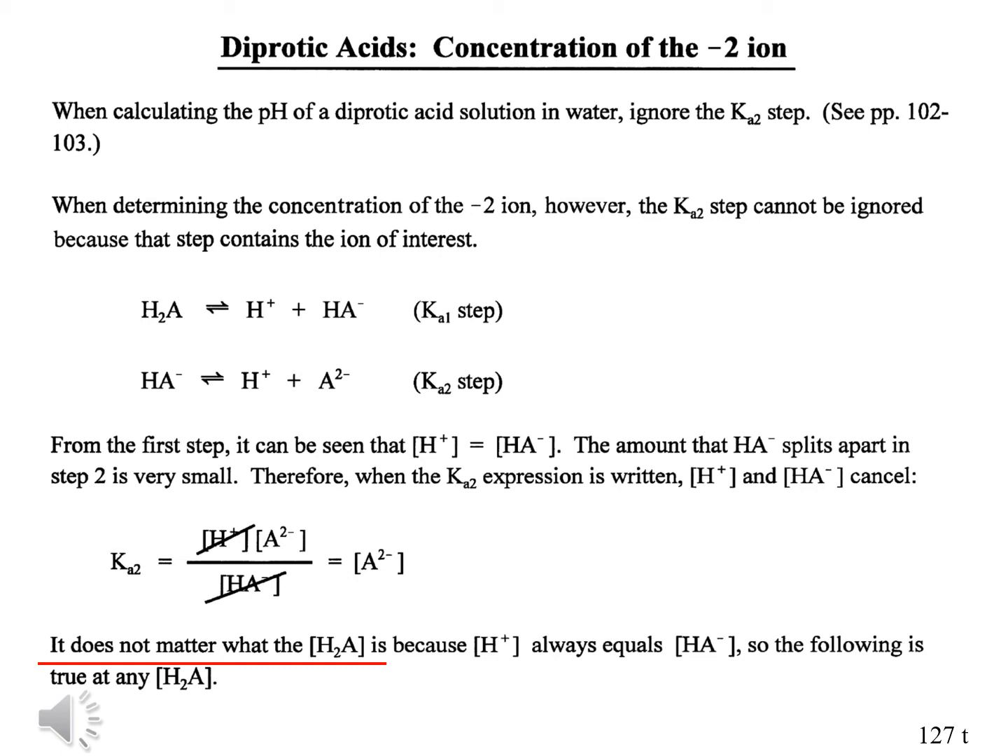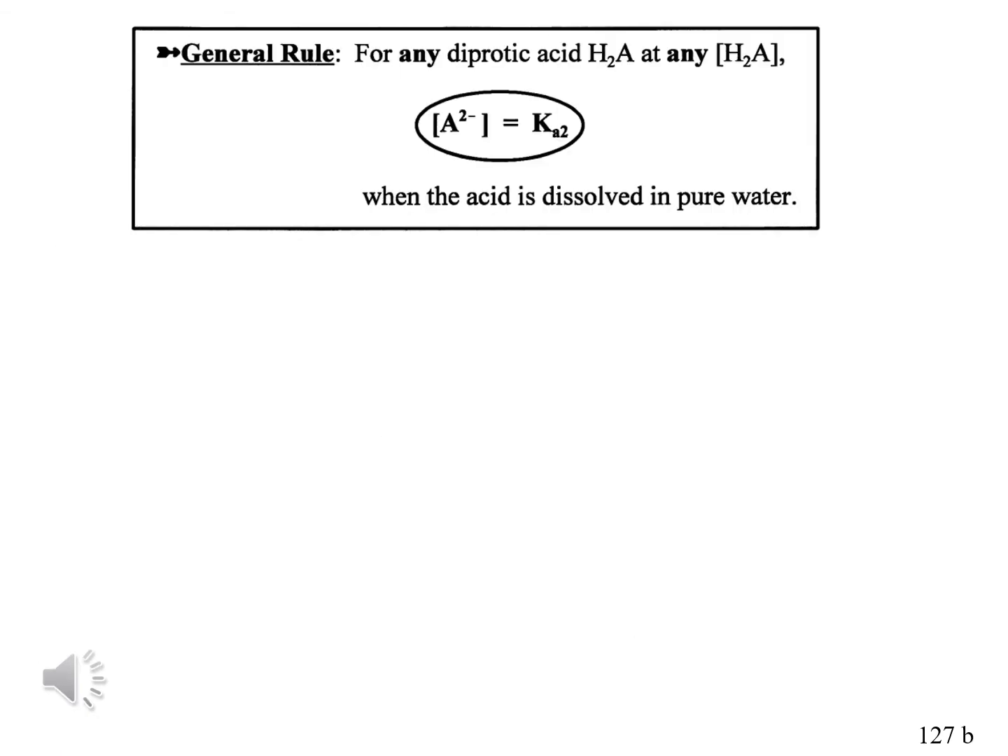But in order to find the A2- in pure water, it's very easy, because all you have to do is look it up. I wrote this on the top of the next page: for any diprotic acid, H2A, at any concentration, the concentration of the A2- ion equals the Ka2 if the acid is dissolved in pure water. What that means is you didn't add anything. You didn't make the solution more basic or more acidic or anything else. You just dissolved the acid in pure water.